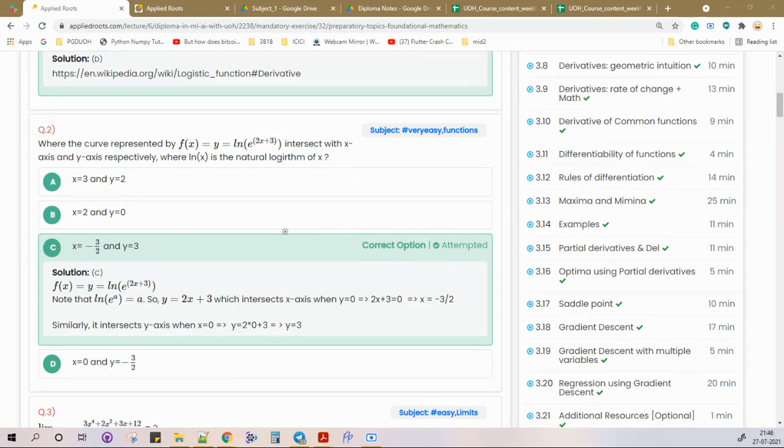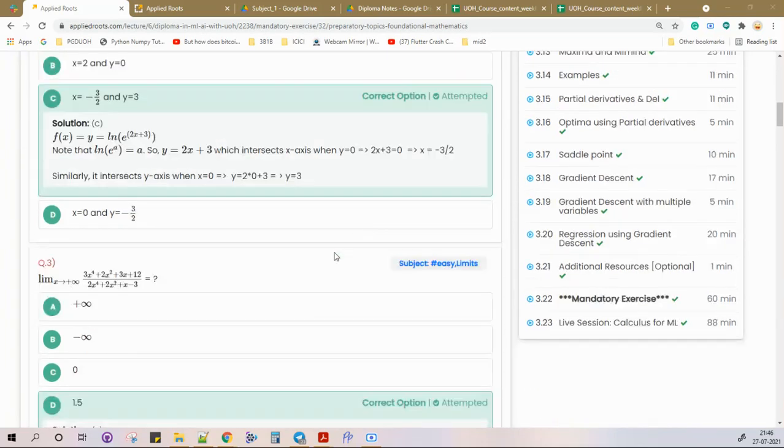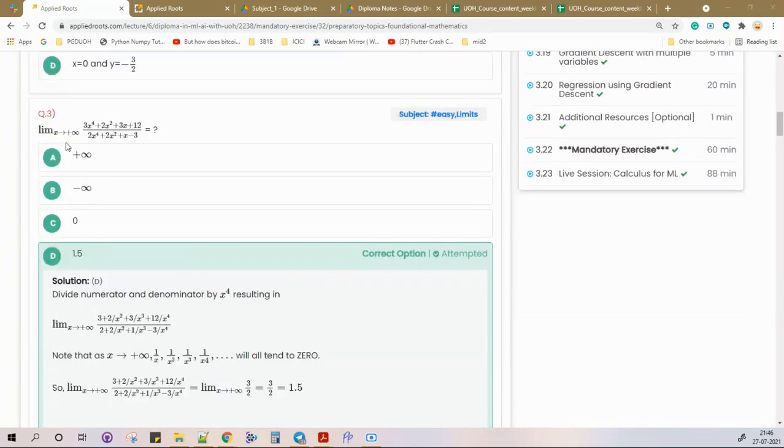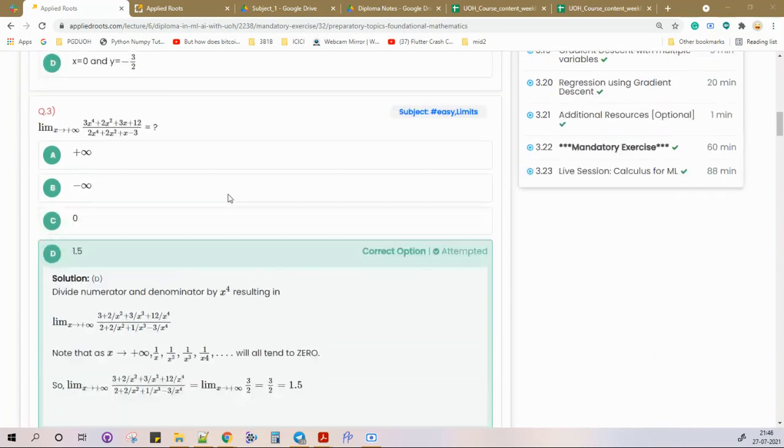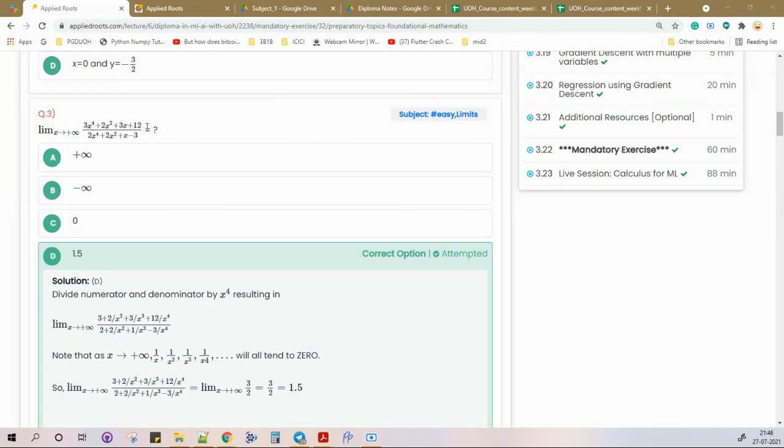Okay, let me clear the screen. Okay, next question: limit x tends to infinity. Yes, this was tricky actually, but it is from mathematics only, pure mathematics.